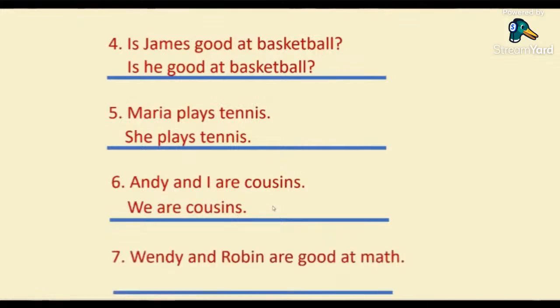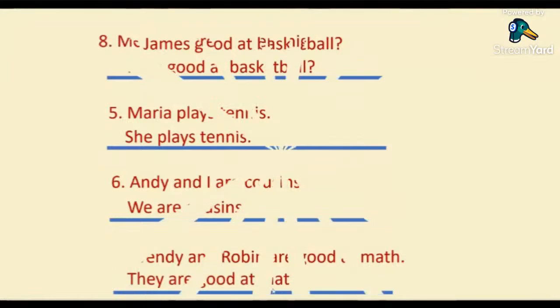Number 7. Wendy and Robin are good at math. In this sentence, we have Wendy and Robin, which is plural. So we replace Wendy and Robin with the subject pronoun they. They are good at math. Number 8.